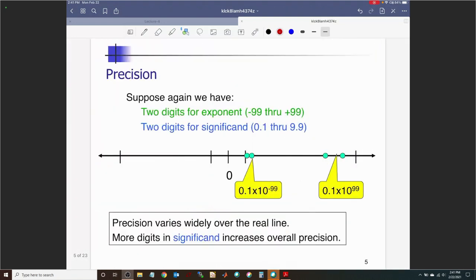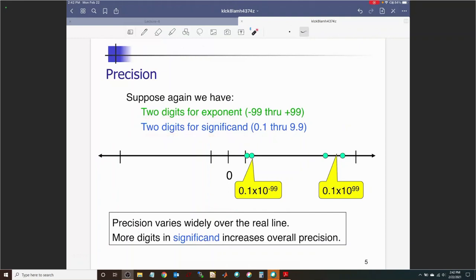Now let's talk about the second thing you care about when representing numbers, which is the precision. How accurately can you represent those numbers? And just to continue with the same theme, let's continue staying with the decimal world, and let's have 2 digits for the exponent and 2 digits for the significand.